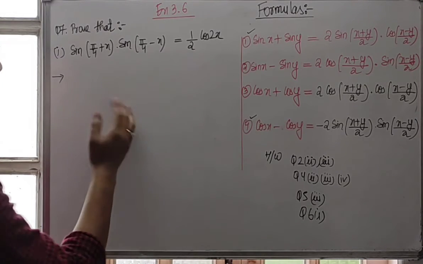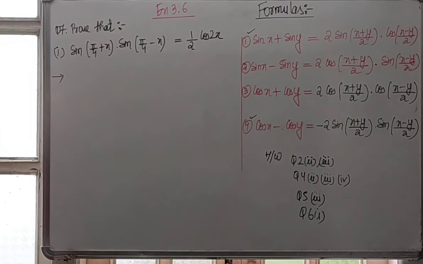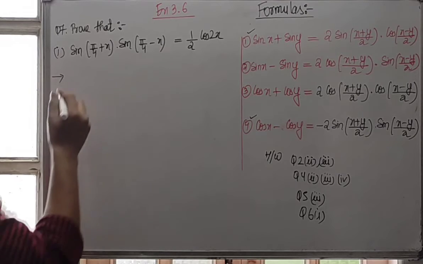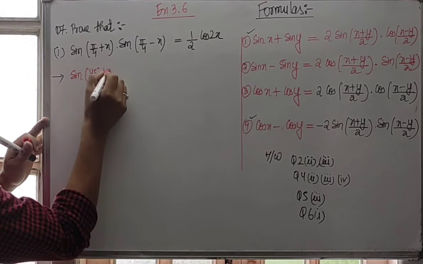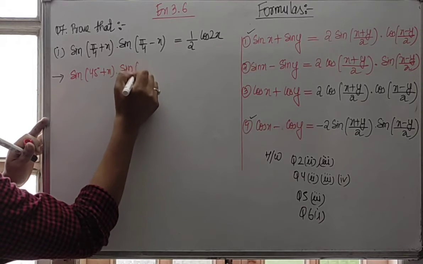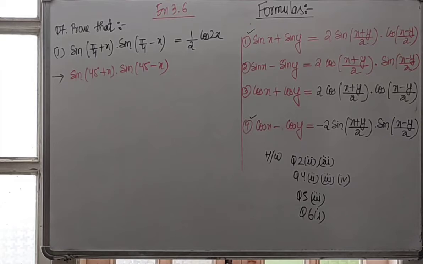So what do I have? Sine pi by 4 plus x into sine pi by 4 minus x. Pi by 4 means 45. So hence can I write this as sine 45 degree plus x into sine 45 degree minus x. I hope this much is clear to you.